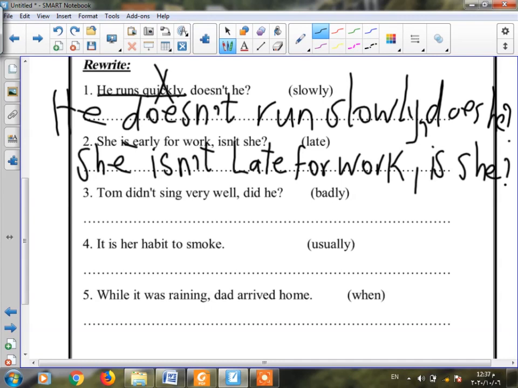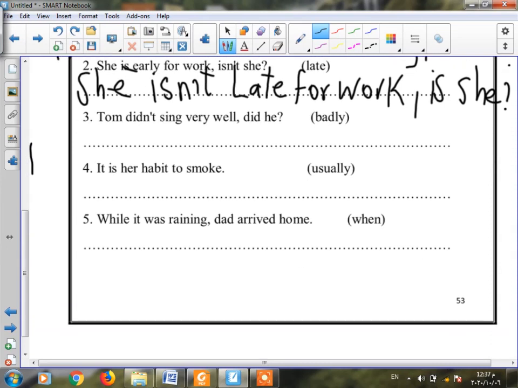The last sentence. Tom didn't sing very well. Okay, if I ask you, how did Tom sing? You will answer his singing was well. So it's not bad. He didn't sing in a bad way. Sorry, in a good way. So I'm going to write Tom.